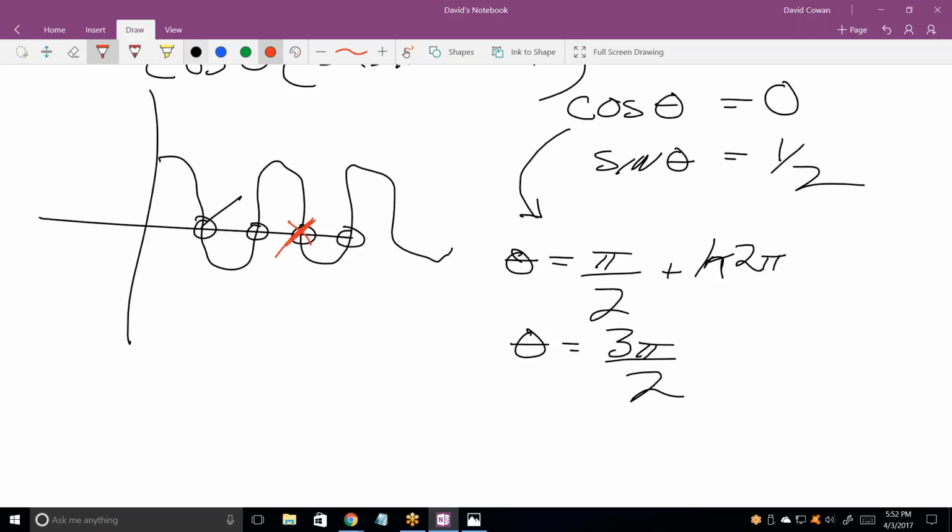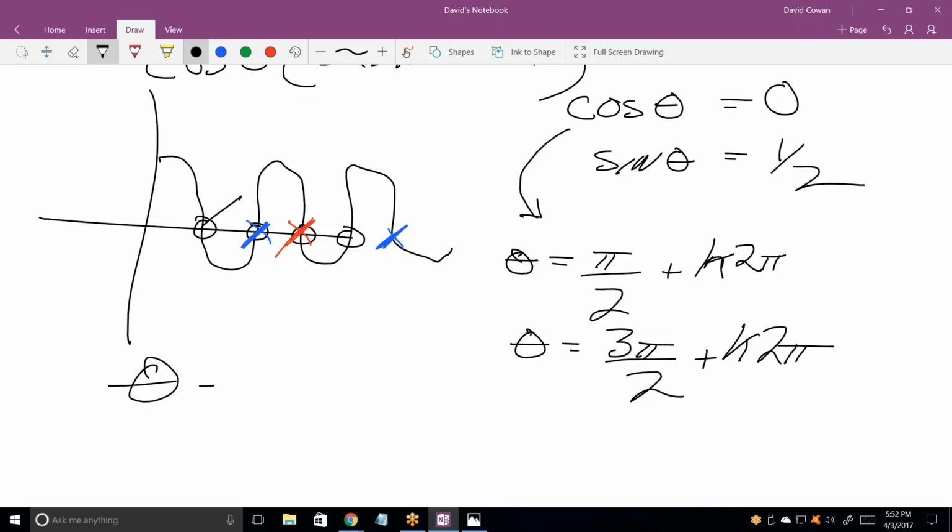Now, going to the second answer, 3 pi over 2, I also want to add multiples of 2 pi to that. And that is this spot right there, and again, this spot right there. So every multiple of 2 pi, I'm going to have that same 0. Now, you might think that I could combine these. Maybe I can. Let's see.